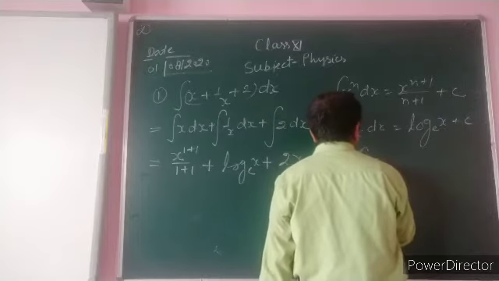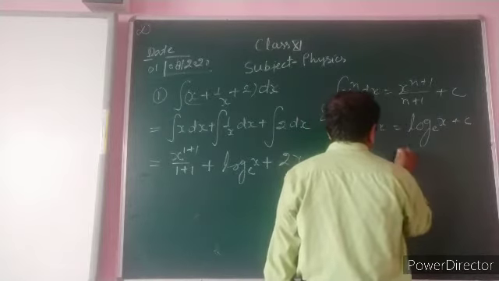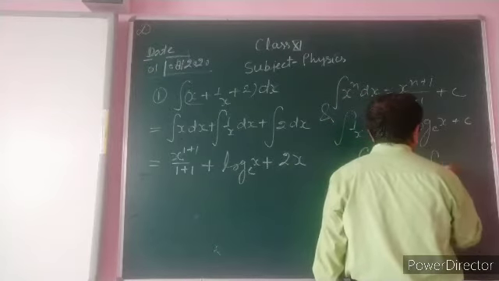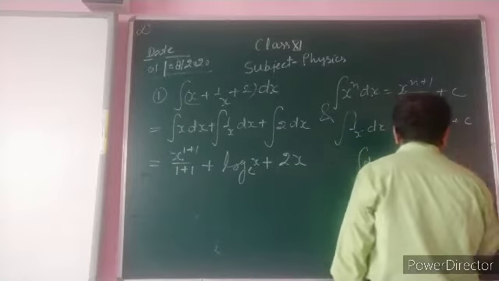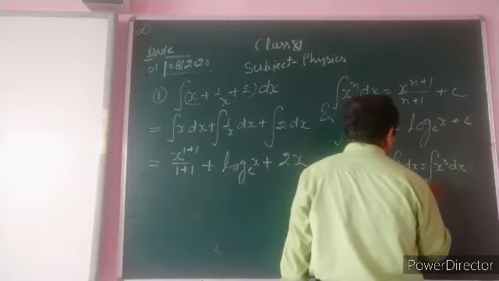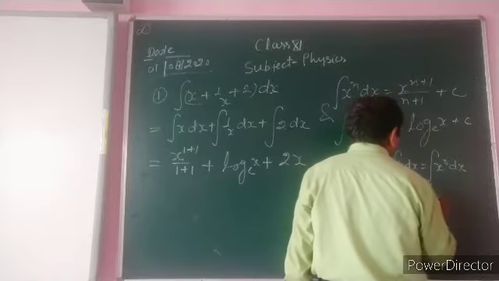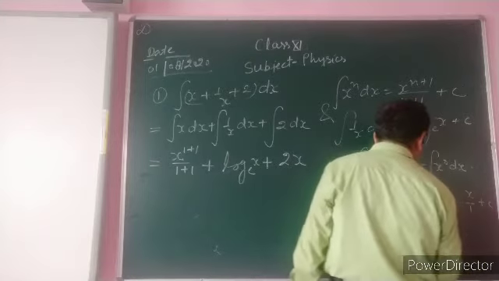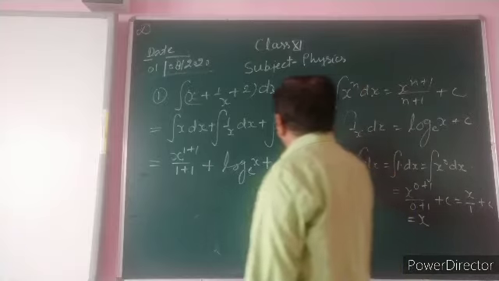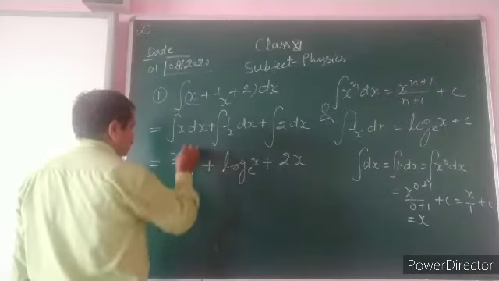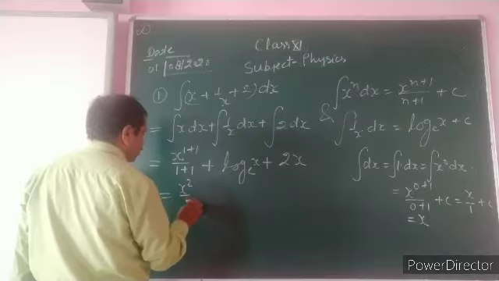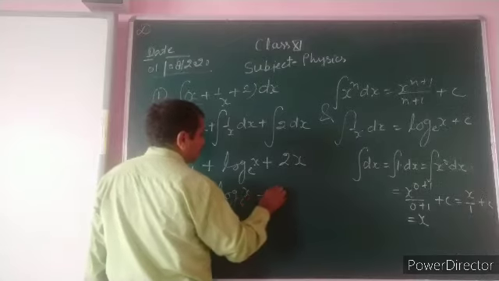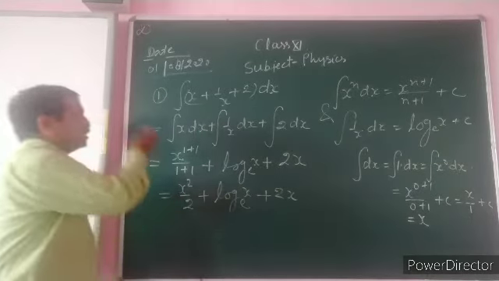Integral of dx equals integral of 1 dx equals integral of x to the power 0 dx equals x to the power 0 plus 1 upon 0 plus 1 plus c equals x upon 1 plus c equals x. So the integral will be x square upon 2 plus log x plus 2x. This will be the answer.